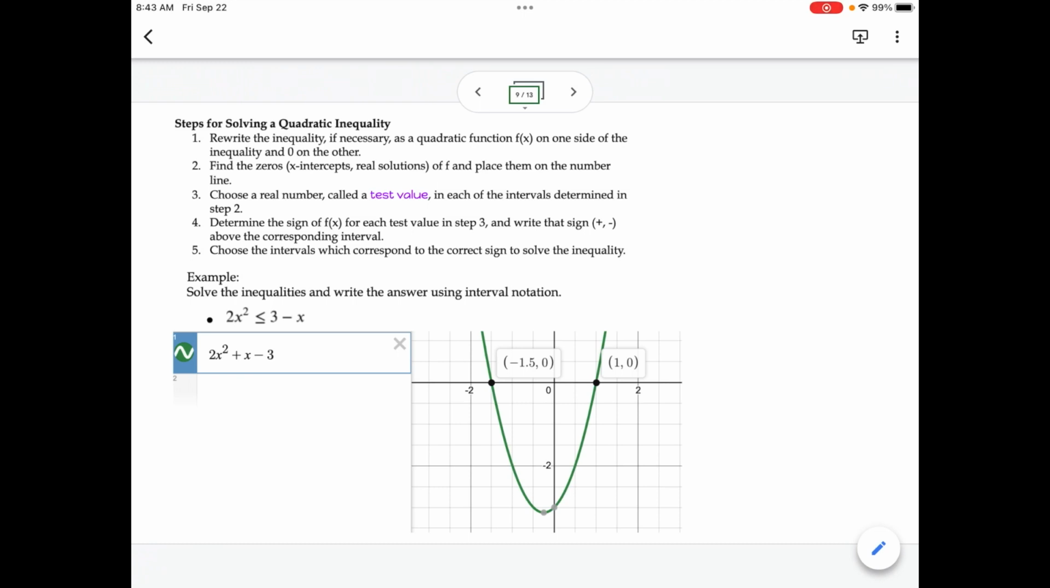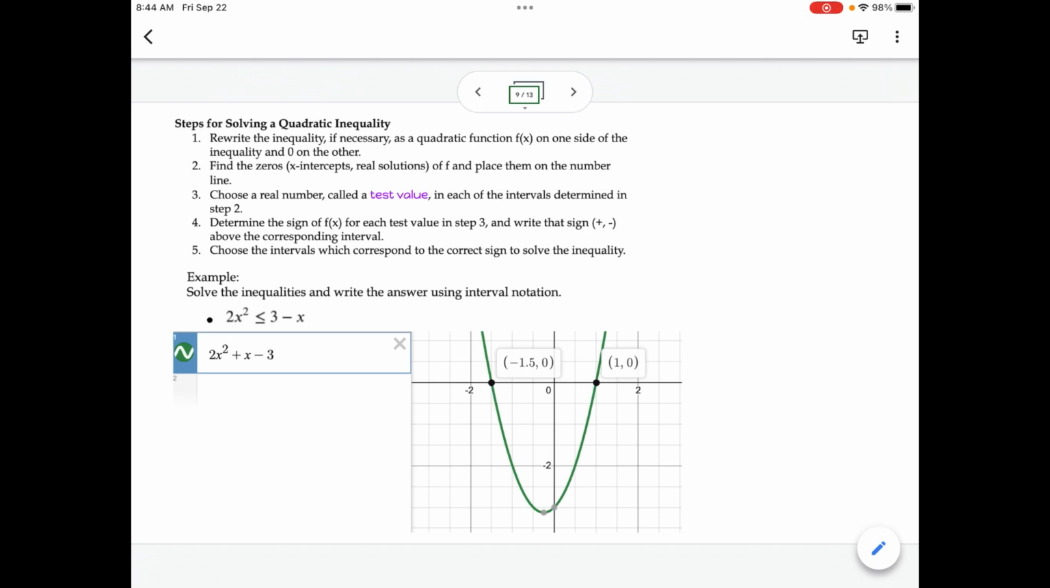So the first step is to rewrite the inequality, if necessary, as a quadratic function on one side of the inequality and 0 on the other side. Next item is to find the zeros. Remember that zeros are the same as x-intercepts are the same as solutions. So what are the solutions? And place them on the number line. Then we'll choose some test values in each interval to determine if we're going to shade or not shade, depending upon if we're less than or greater than 0. Choose the intervals which correspond to the correct sign that solve the inequality.